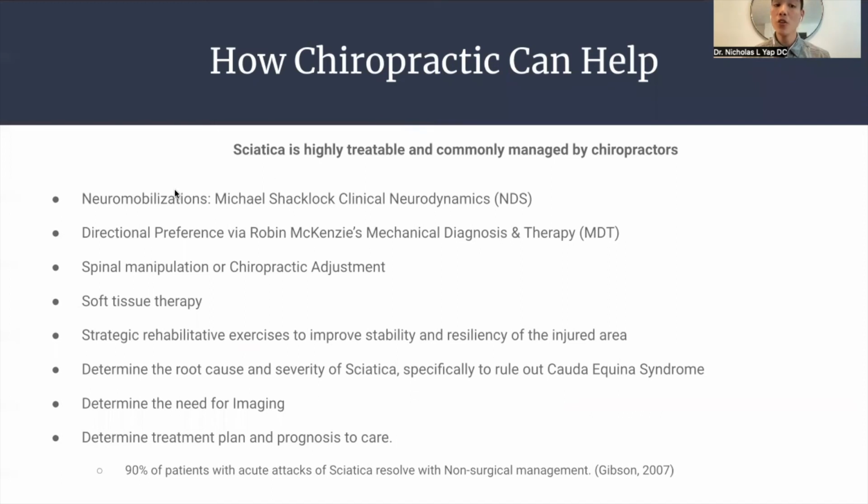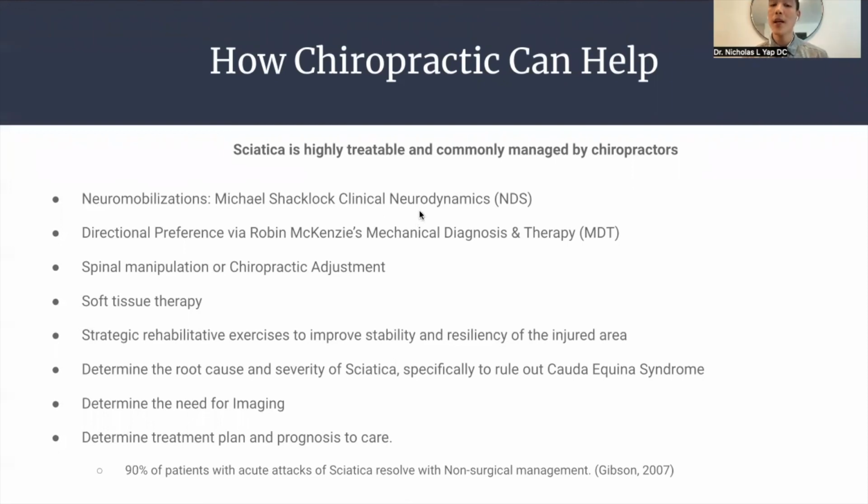One of them being neuromobilizations by Dr. Michael Shacklock, who founded Clinical Neurodynamics. He has essentially contributed a big piece of how the nerves act and behave, what their thresholds for sliding and gliding are, and how much pressure they can tolerate. And so with neuromobilizations, we can help slide and glide and relieve pressure on the nerve roots during the acute episodes to help our patients find a position of relief.